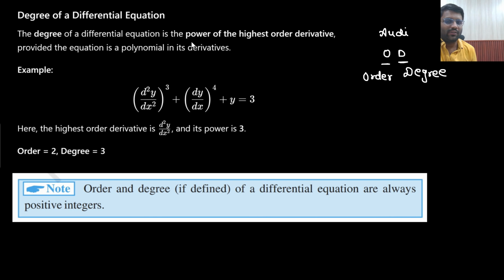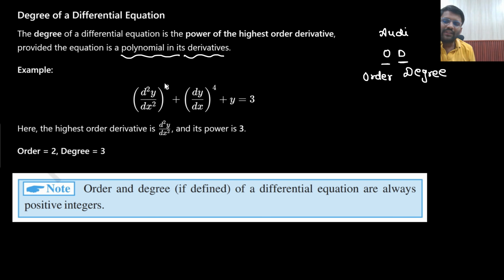The degree of a differential equation is the power of the highest order derivative, provided the equation is polynomial in its derivative. What is the meaning of this line? That we will see later on. But as of now, you only understand that the degree of a differential equation is the power of the highest order derivative. So first of all, you will see what is the highest order derivative. That means what is the order of your differential equation.